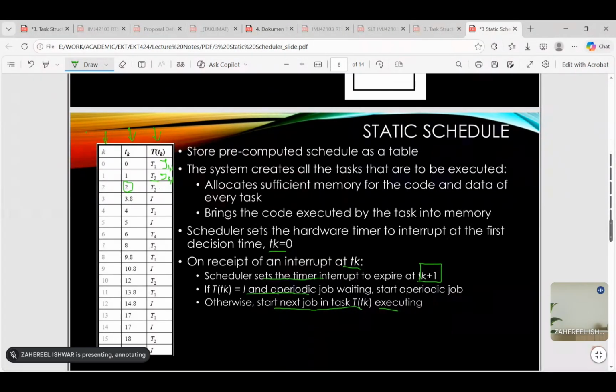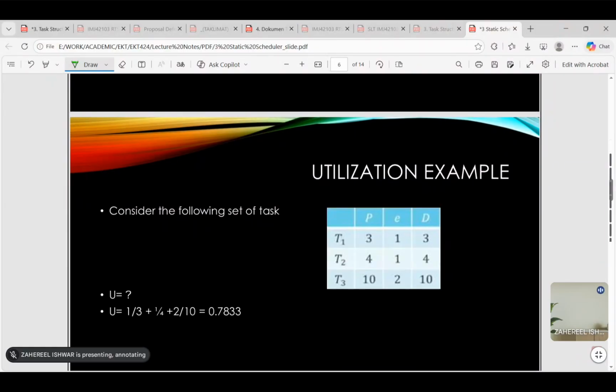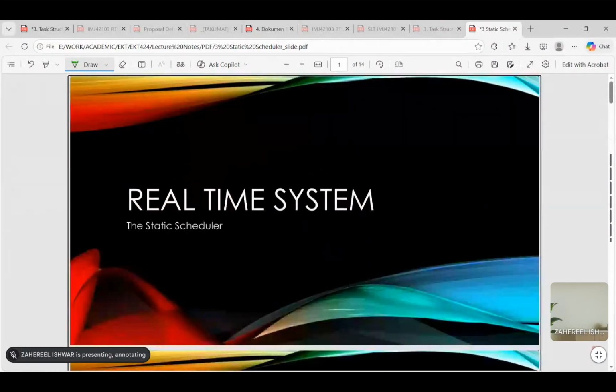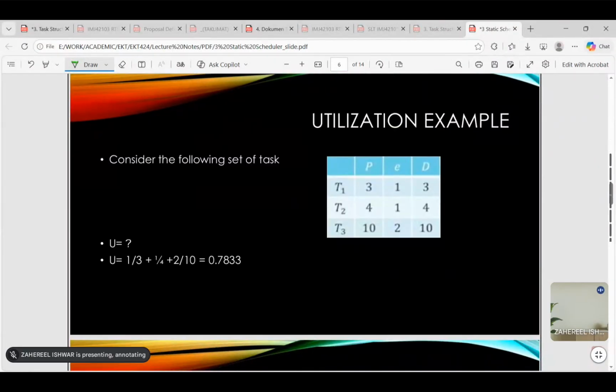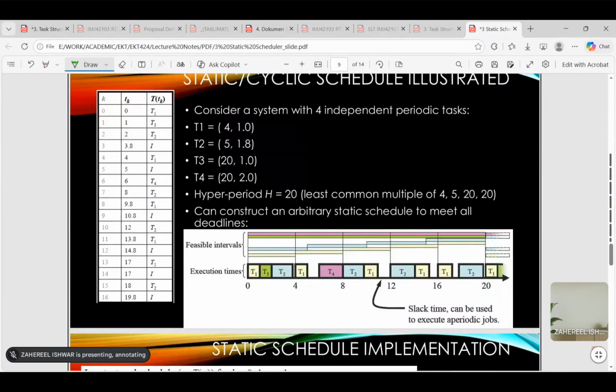Hey, where is our table? It's not the following set of tasks. There is nothing here. There are 4 tasks too. Oh, sorry. These are the tasks. Okay.